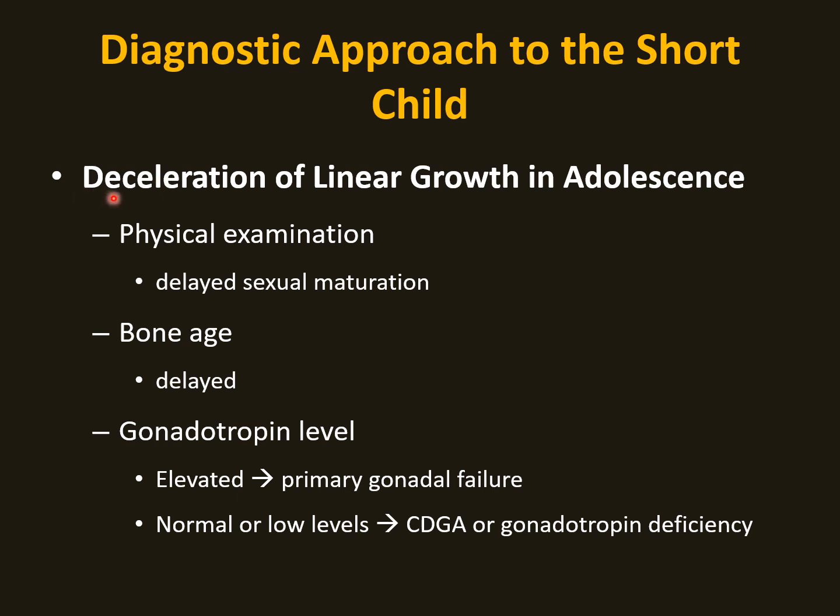Approaching an adolescent with deceleration in linear growth: on physical examination, if there is delayed sexual maturation and delayed bone age, you order a gonadotropin level. If the gonadotropin level is elevated, this is possible primary gonadal failure. If it's normal or low, this is possible constitutional delay or gonadotropin deficiency.